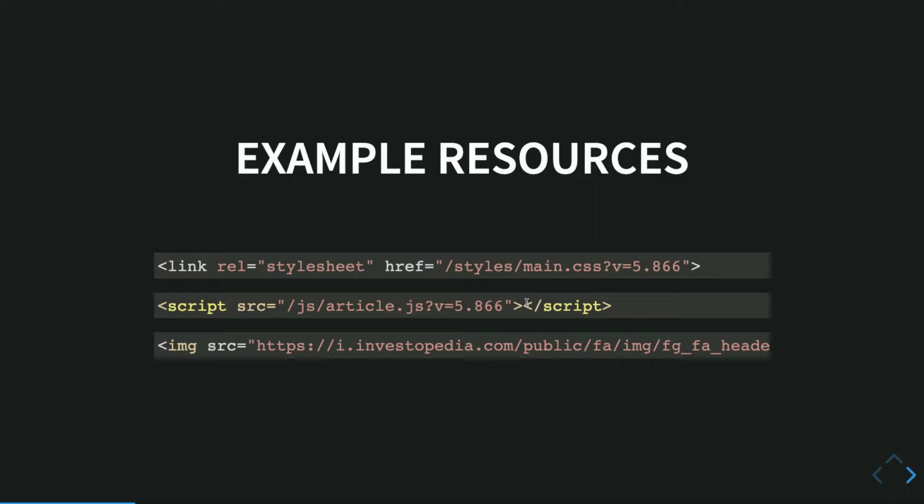Here are some examples. Every time you have link, rel, style sheet, that's telling the browser it has to go and fetch a resource. Anytime you have a script tag, generally it's going to fetch a resource if it's got a source in it. Images have to go and fetch those.